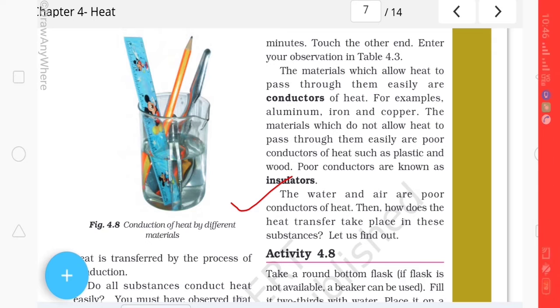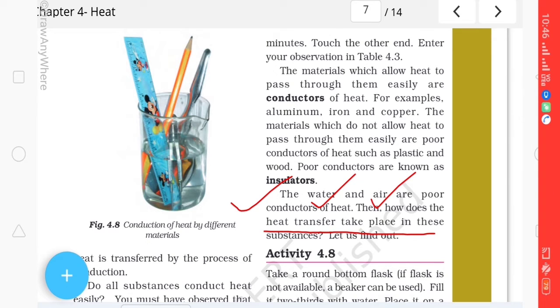Then how does the heat transfer take place in these substances? Now see, we say that this water and air are very poor conductors of heat. They cannot conduct heat. Okay, but we know that heat transfer takes place in these substances.